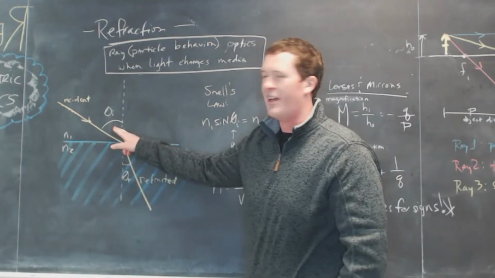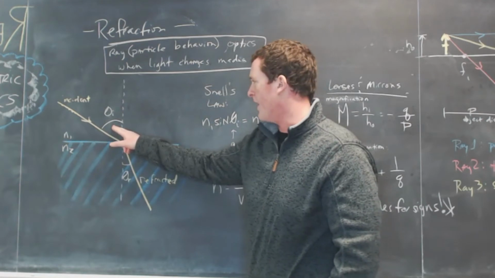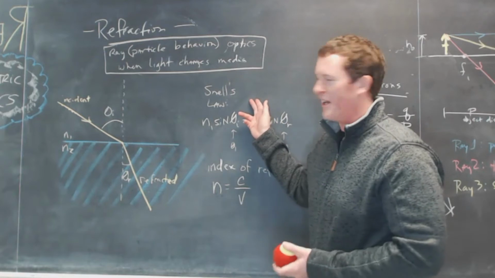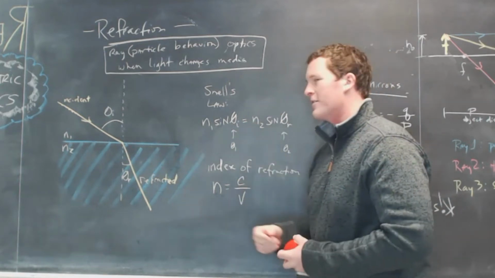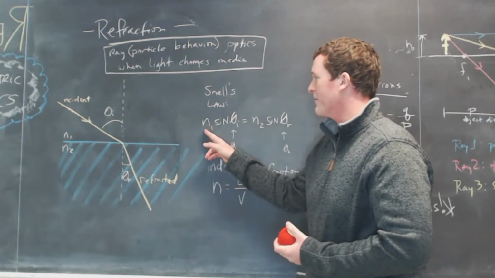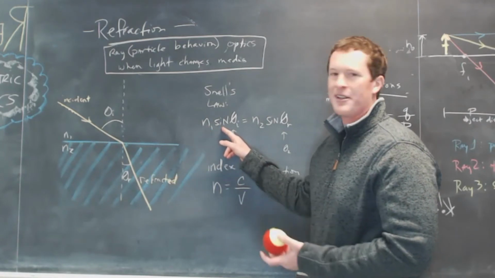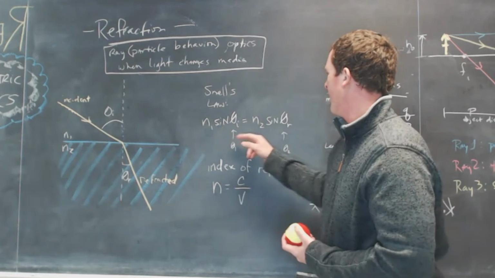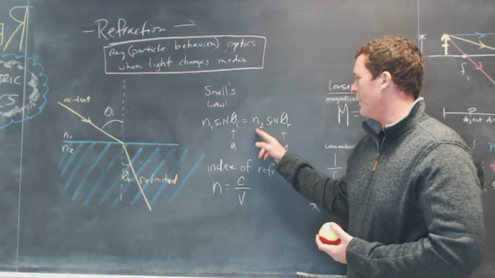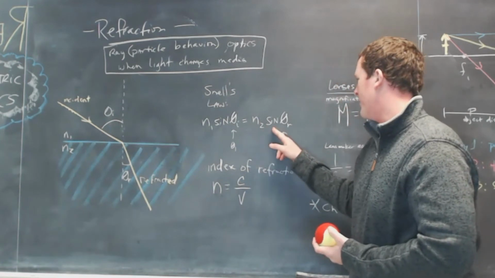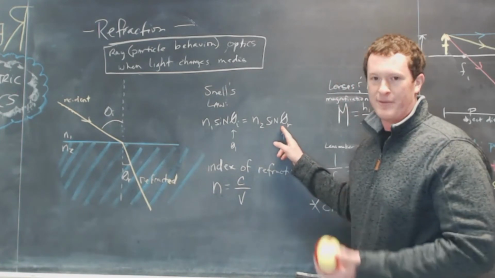And there is a relationship between the angle of incidence and the angle of refraction. And this is what is known as Snell's law. Snell's law can be defined as the index of refraction of your first medium multiplied by the sine of the angle of incidence, which is equal to the index of refraction for your second medium multiplied by the sine of the angle of refraction.